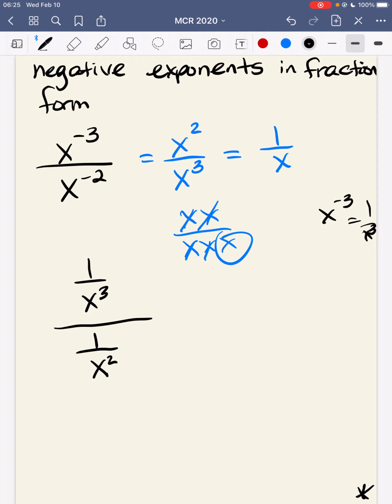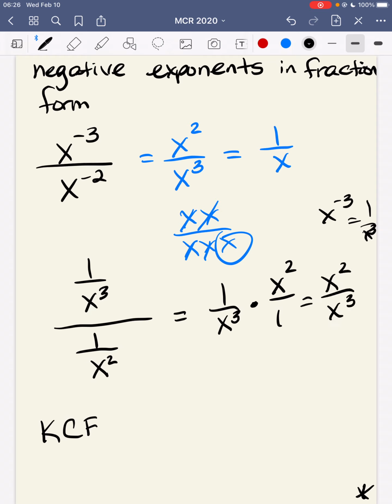Remember, when we divide fractions, we keep, change, flip. We're going to do the same thing here. We're going to keep the 1 over x to the 3rd power. We're going to change the division to multiplication. We're going to flip the second fraction over. When I multiply straight across, I still get my x squared over x cubed. My answer is still 1 over x.